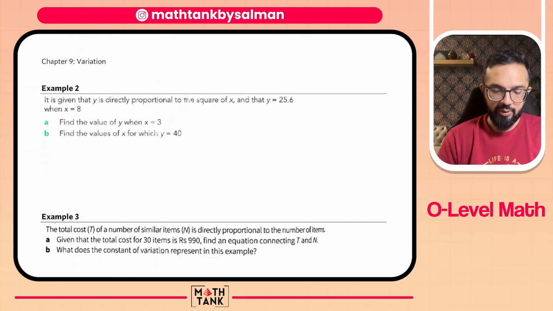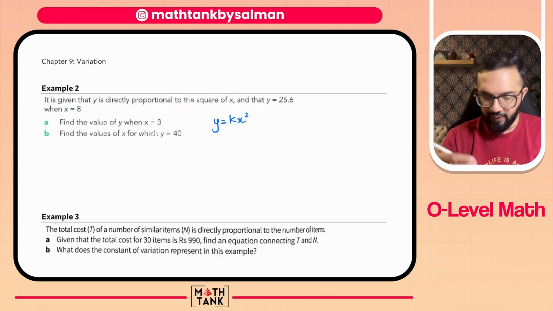Let's see another example. It says y is directly proportional to the square of x. So what does this translate to? It becomes y equals kx squared. That y is 25.6 when x is 8.